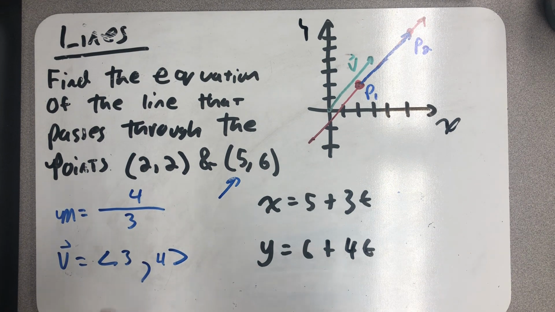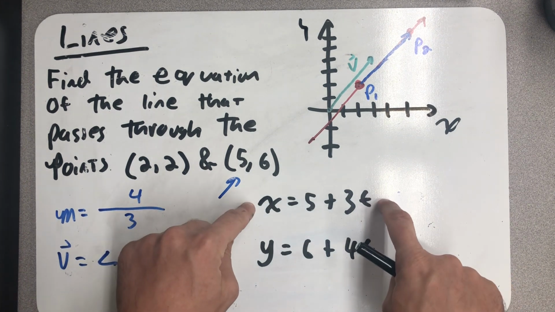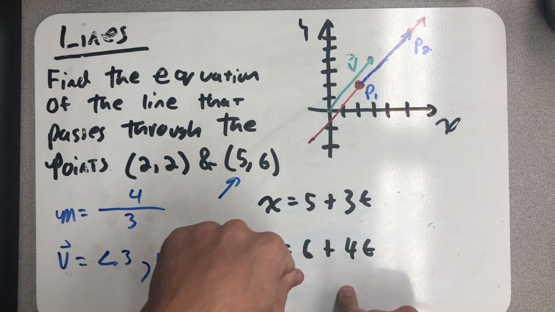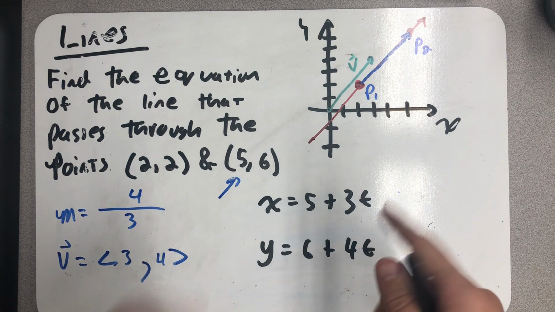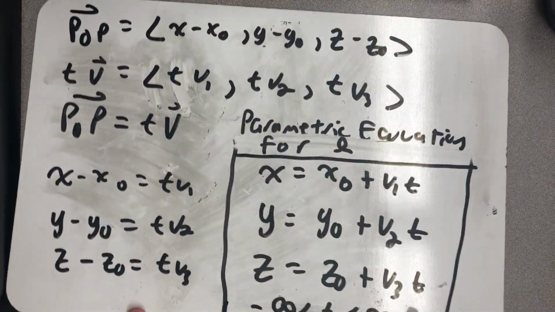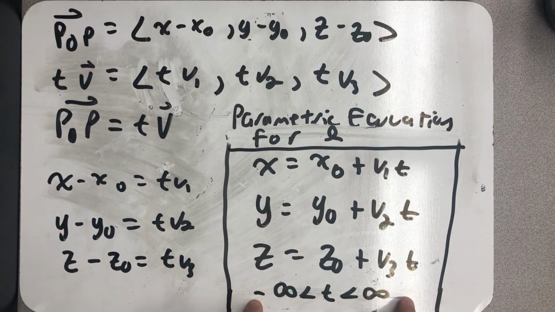And you can actually pause the video here and check that by eliminating the parameter. Solve this equation for t, plug it into this one, and make sure you got the equation I just erased. That this actually works for lines in the plane as well as lines in space. So now we have parametric equations for lines in space.